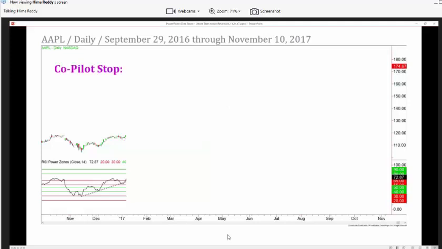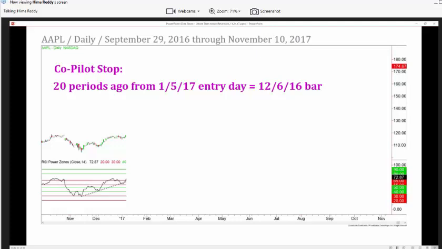Now, if we wanted to have a little bit more involvement and we went co-pilot, well, we would look 20 periods ago from the signal day. So that would be about a month, because 20 trading days is average of a 30-day month. And we're counting 20 periods ago. We're not looking at a calendar, guys. We're looking on the chart. So count 20 periods back, 20 bars back, and that was 12.16, which I'll show you the actual bar here. The low of the bar was $109.19. Place the stop, that's it.